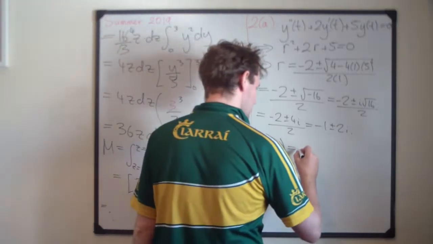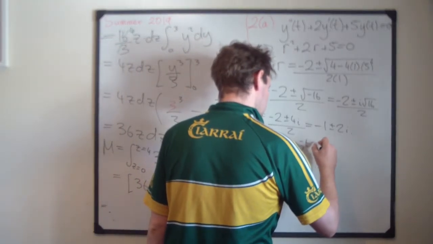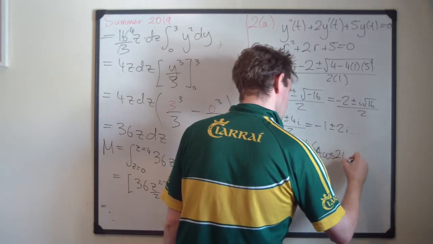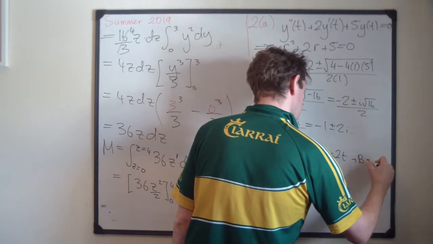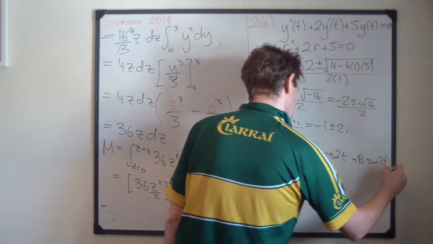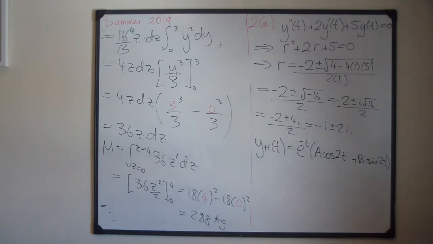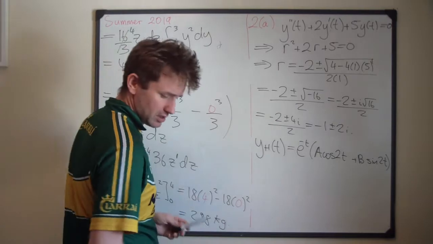Question paper. So I'm going to use that formula. Get e to the minus t times (a cos 2t plus b sin 2t). Okay, this is called the homogeneous solution. Okay, good. Now what you have to do is go back to the original problem.